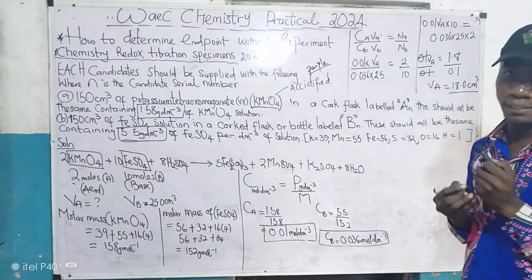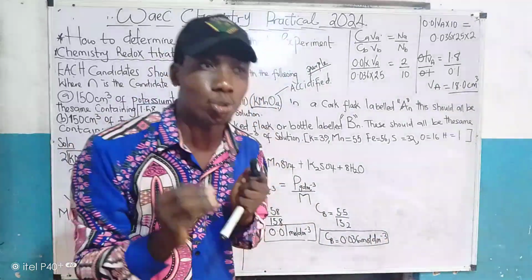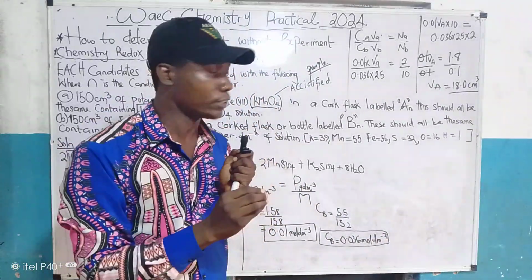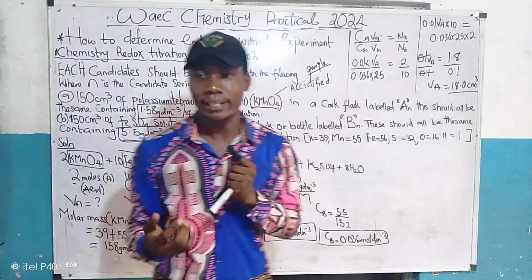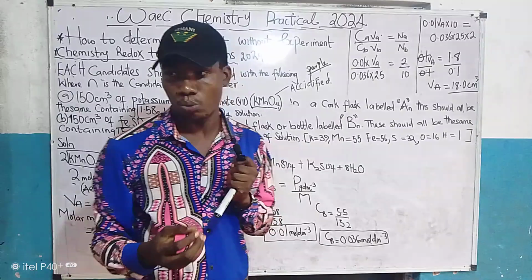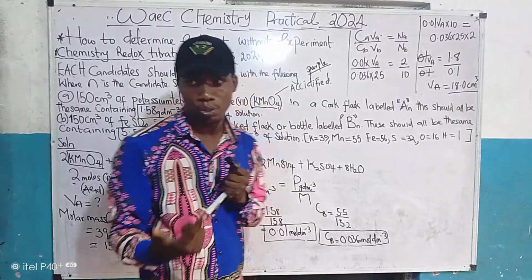So in your experiment, you have to get 18.0, or your value should not be too far from what? From 18.0. You are likely to get 18.1, 18.2. Now, I am going to show you how your table is going to look like.